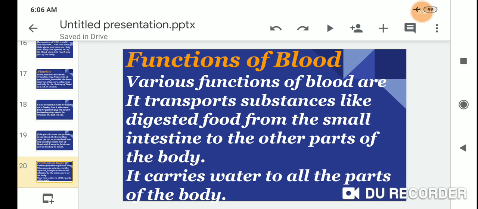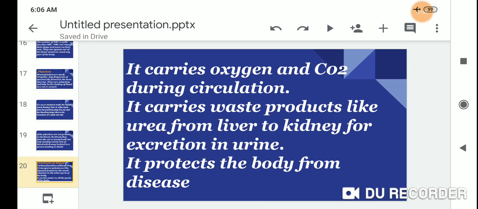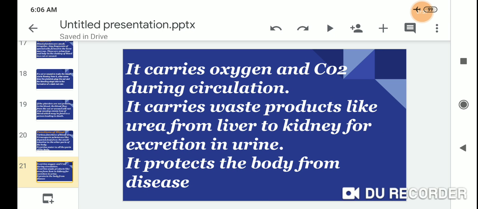It carries water to all parts of the body. It carries oxygen and carbon dioxide during circulation. It carries waste products like urea from the liver to the kidney for excretion in urine, and it protects the body from disease.